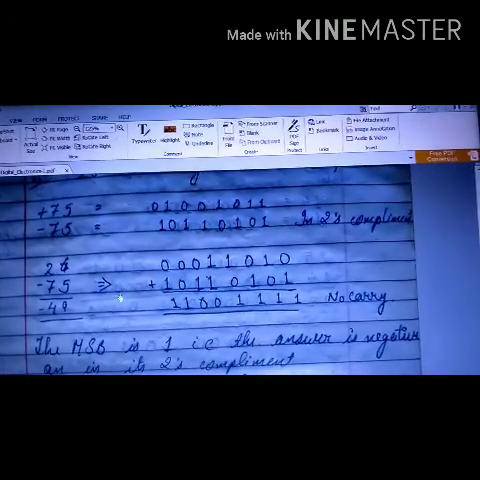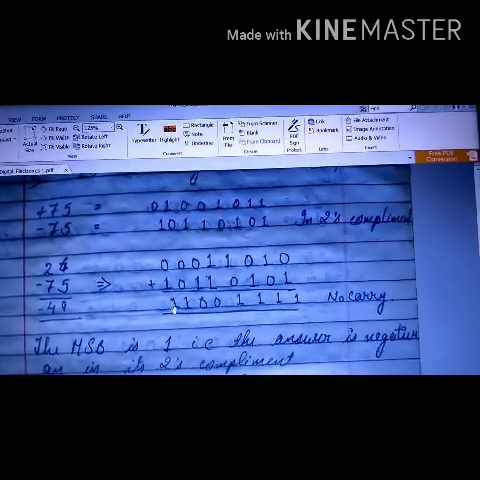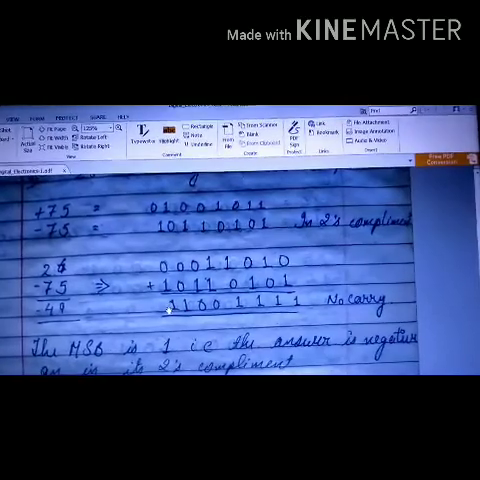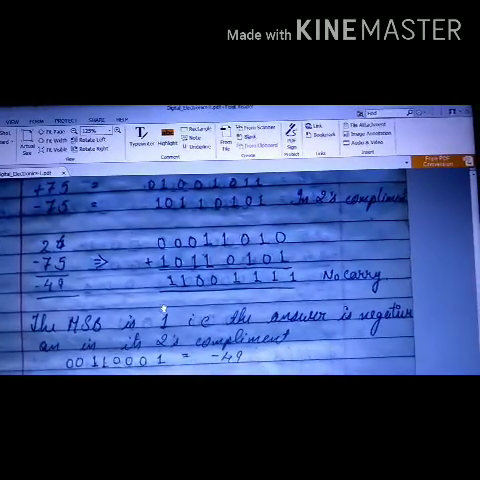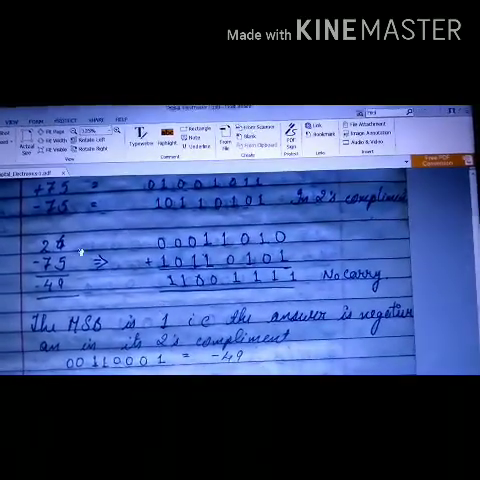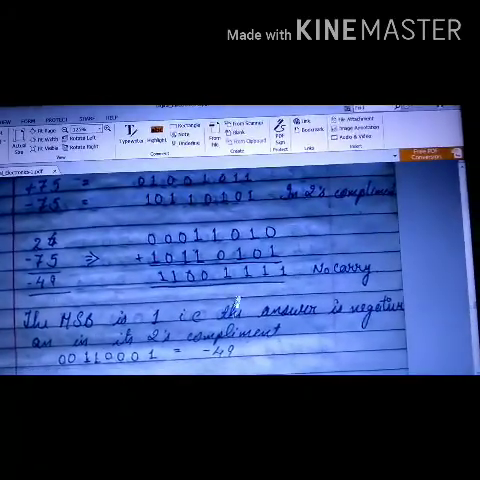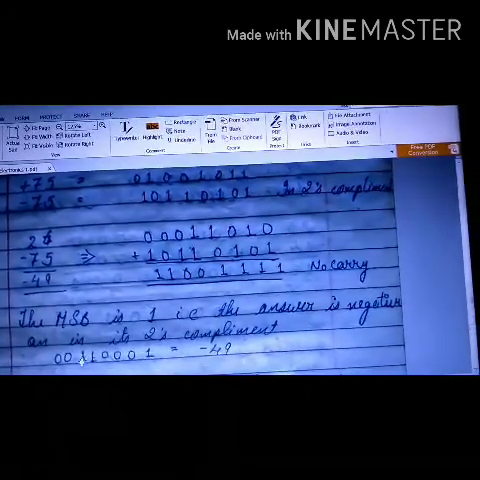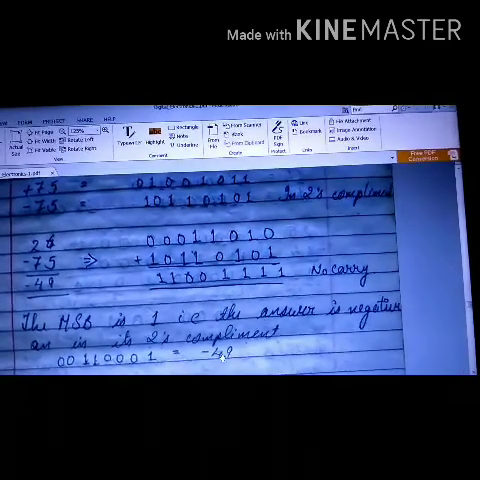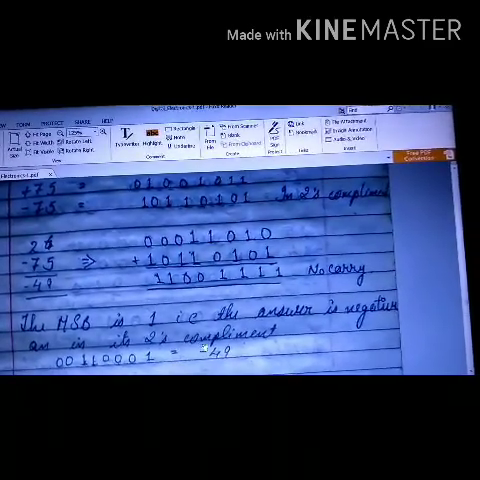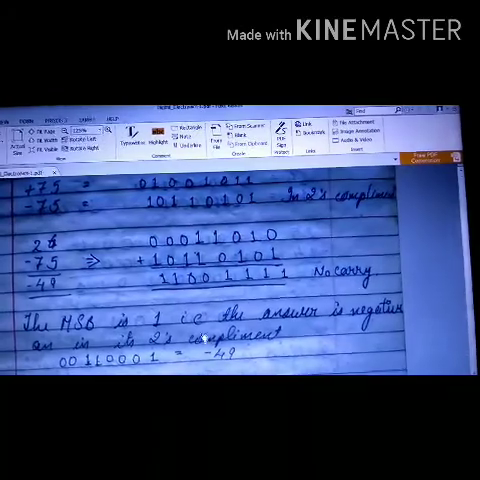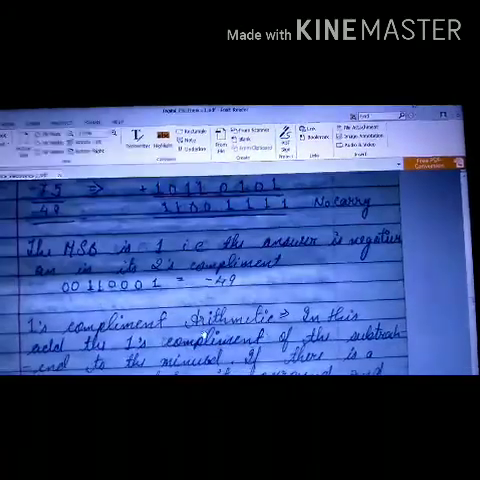Now there is no carry. And again the MSB is 1. This means that the answer is negative and in 2's complement form. Okay, the answer should be minus 49. So we will take the 2's complement of this number. We will get this, which is equivalent to minus 49. So both the answers match. Therefore the method is true.